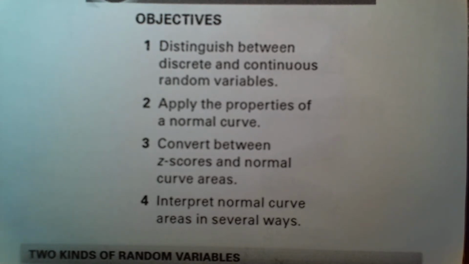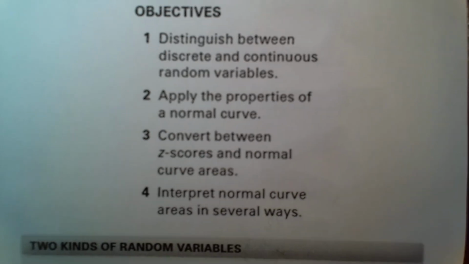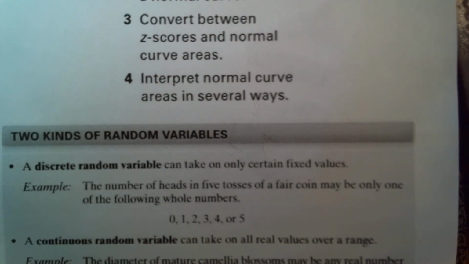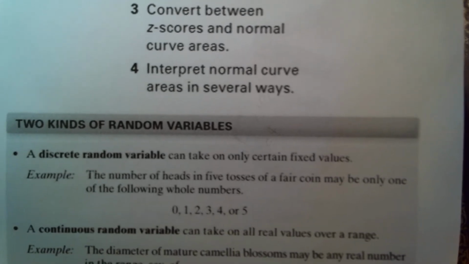When it comes to inferential statistics, it treats data distributions according to the nature of the random variable involved. So let's talk about the two kinds of random variables that are typically discussed. The first one is the discrete random variable, and we've talked about this one before. It can take on only certain fixed values. For example, the number of heads in 5 tosses of a fair coin may only be one of the following numbers: 0, 1, 2, 3, 4, or 5.